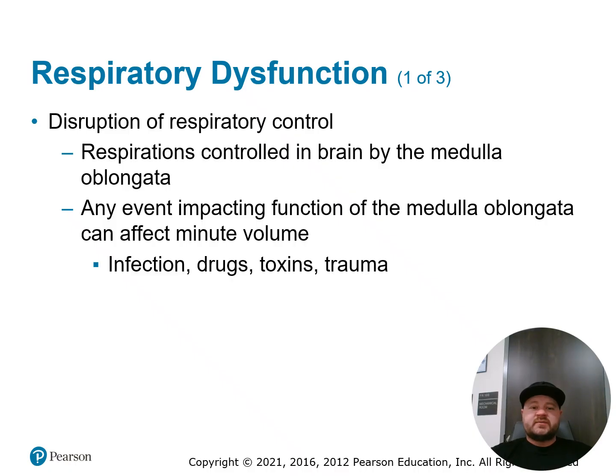So, disruption of respiratory control. Our respirations are controlled in our brain by the medulla oblongata. Any event impacting the function of that can affect minute volume. So, infection, drugs, toxins, trauma, there's kind of a laundry list. But any of those things that impact the function of the medulla oblongata are going to disrupt our respirations.